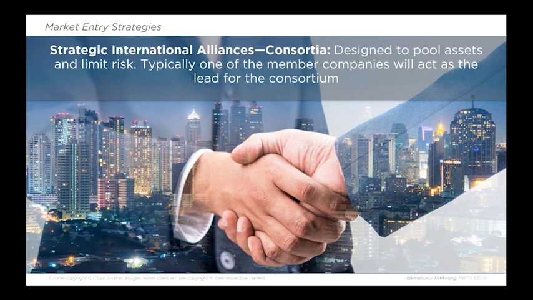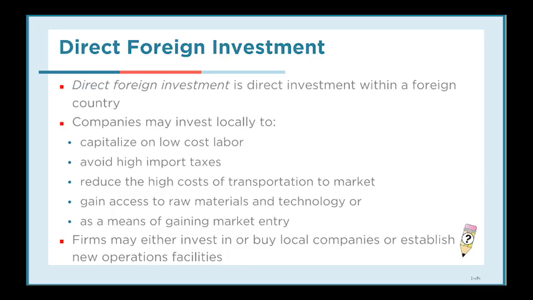And all of these structures are designed to take advantage of what each party brings to the table. And that inherently reduces risk, right? If you're strong in one thing, I'm strong in another. If we team up, then I don't have the risk of failing because of the area where I am not strong. Okay, then the last one is direct foreign investment.